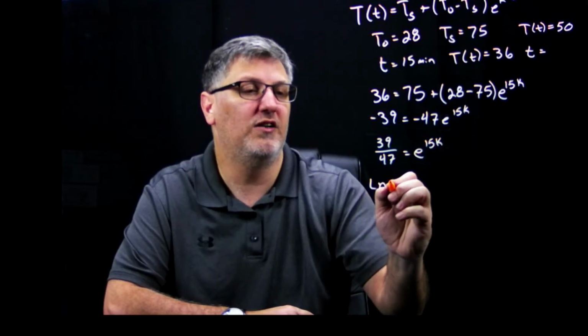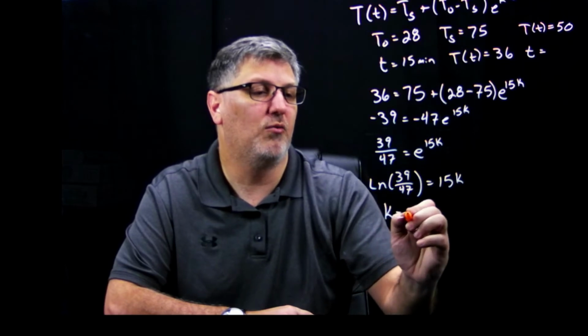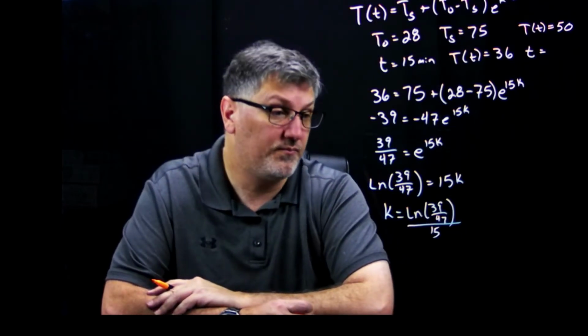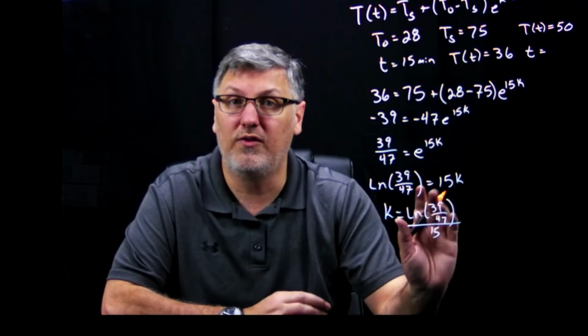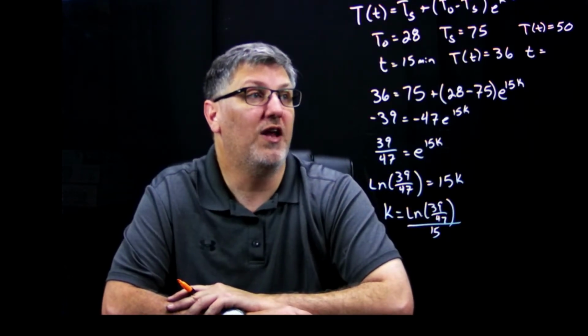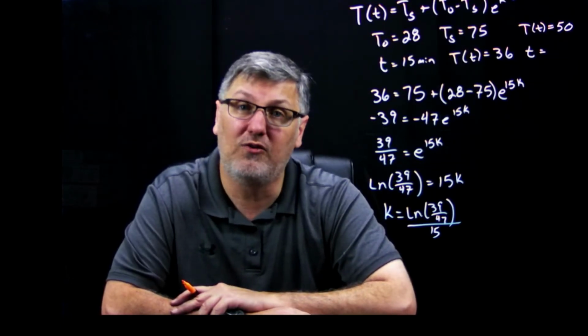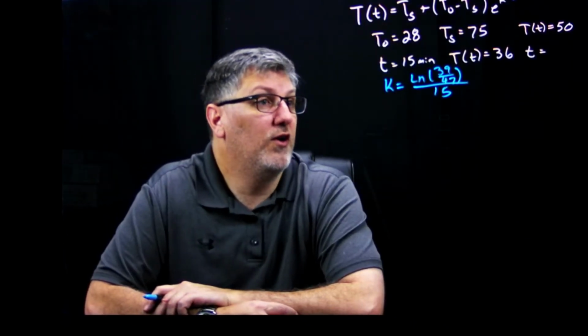We ln both sides. And this just gives me 15k. So therefore my k equals ln of 39 over 47 over 15. This is actually a negative number, simply because this is greater than 0, but less than 1. Therefore, this is going to end up being a negative number. So my k is actually negative here. All right. So now I know what k is. I'm ready to go ahead and see how long it's going to take this pizza to get to 50 degrees Fahrenheit. All right. So let's finish this out.